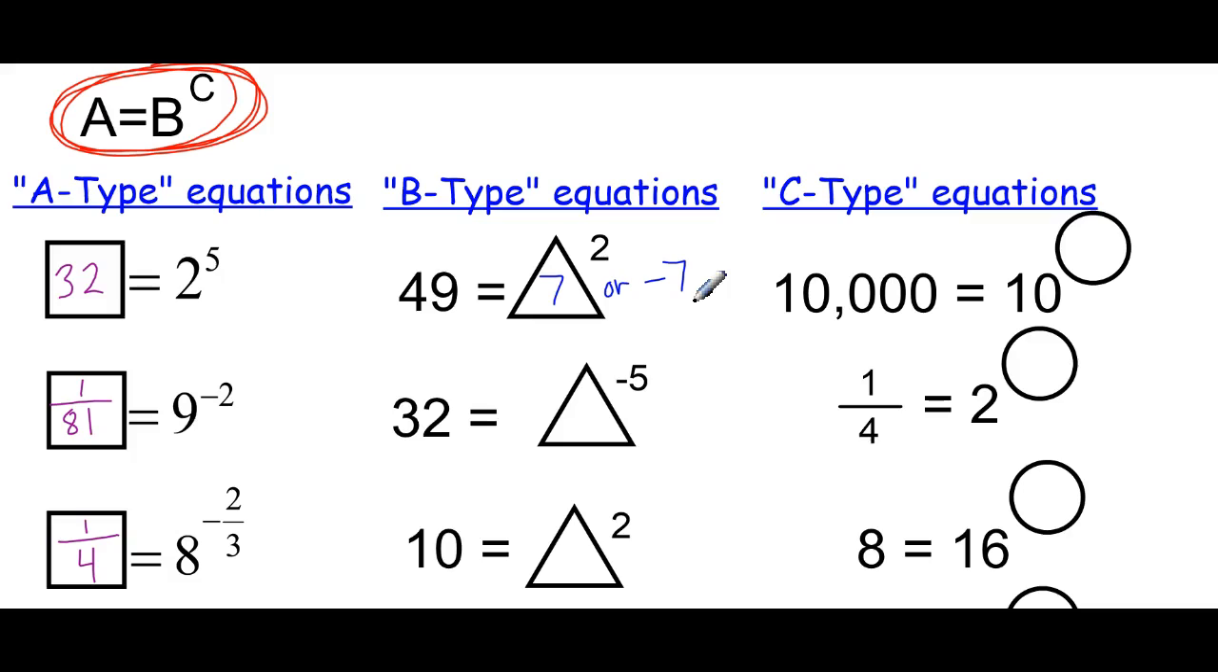Again, not all B-type equations are easy. Some of them are pretty tough, like this next one here. What do you think the answer is? See if you can check it. Pause the video, try an answer, see if it works, try another answer. Because of the negative exponent, what's going to work here is going to be 1/2. The negative will do a reciprocal, which will turn it into 1. And then the 5, 2 to the 5, will produce 32.